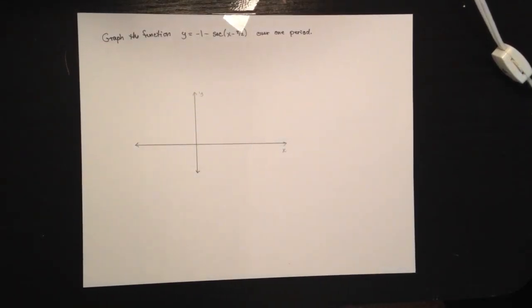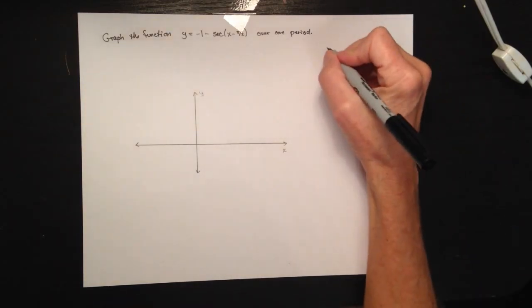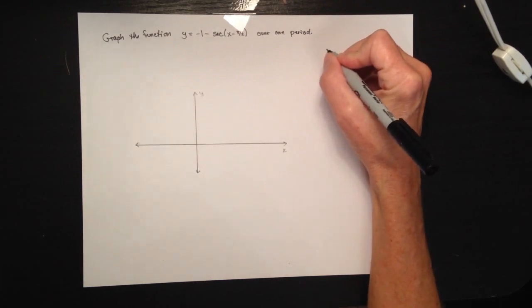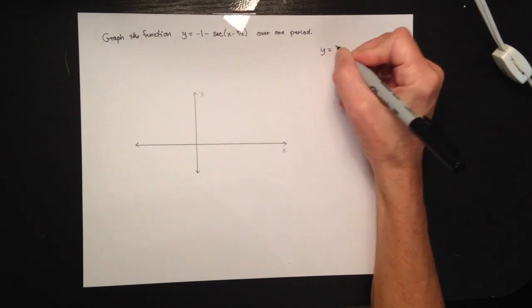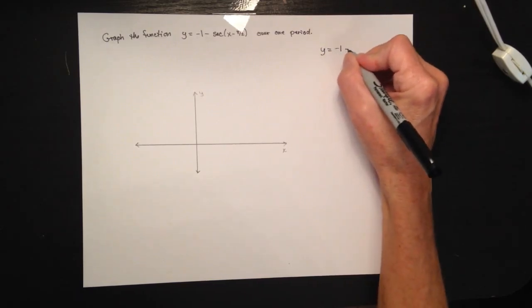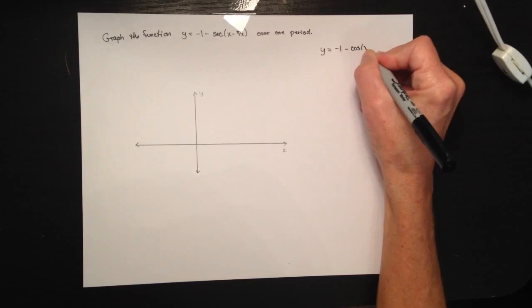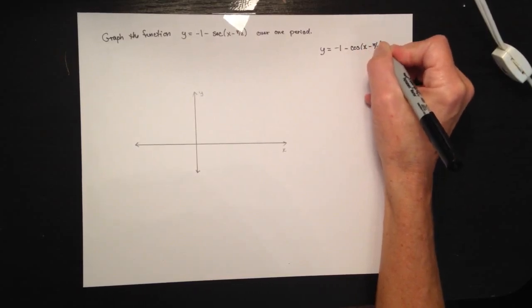This video shows an example of how to graph a secant function that has a vertical shift and a phase shift and a reflection. That's what's going on with this one. If we consider the generic version of the secant graph, or of the cosine graph, secant is related to cosine. So the first thing we're going to do is graph this, for reference, y equals -1 minus the cosine of x minus pi over 2.